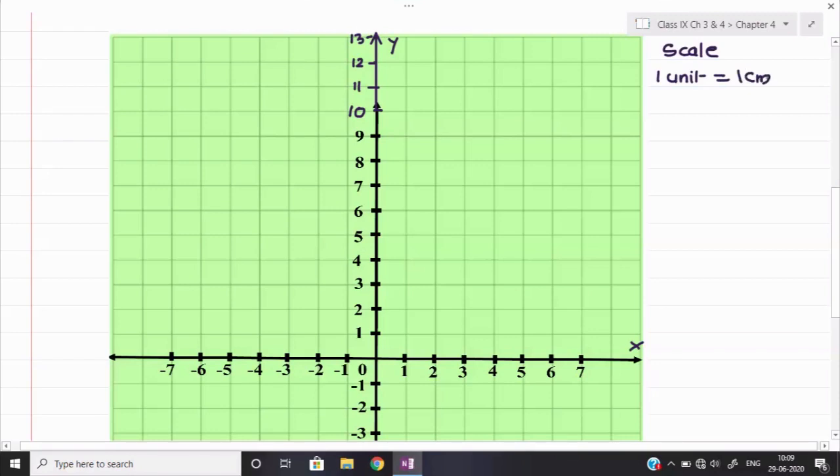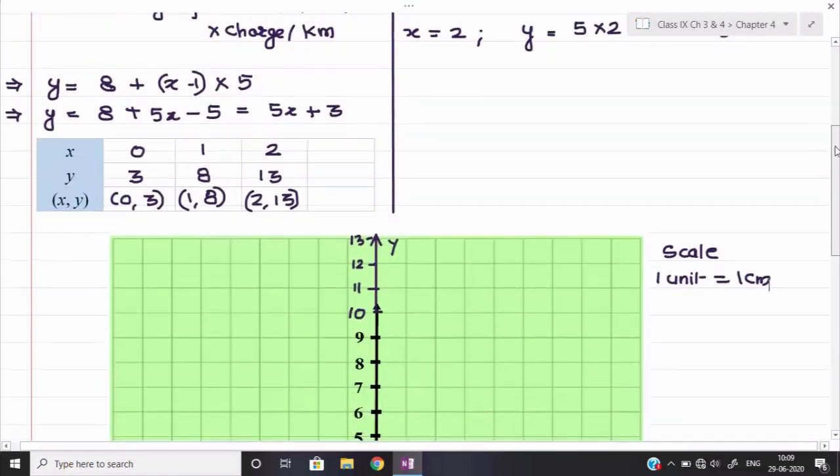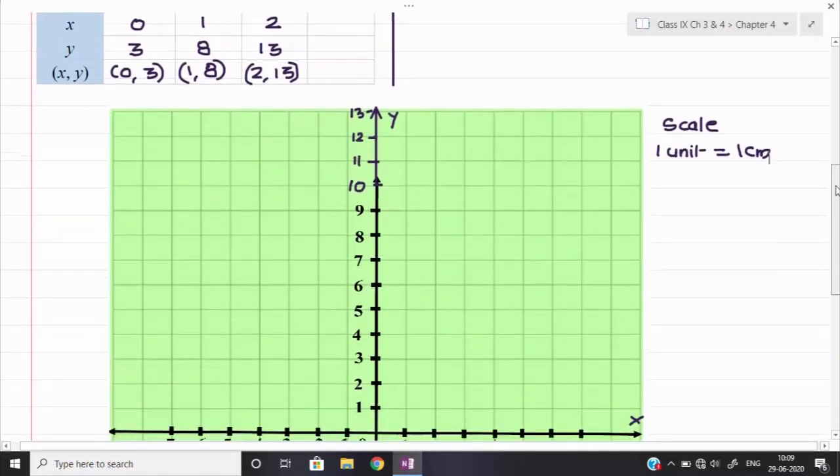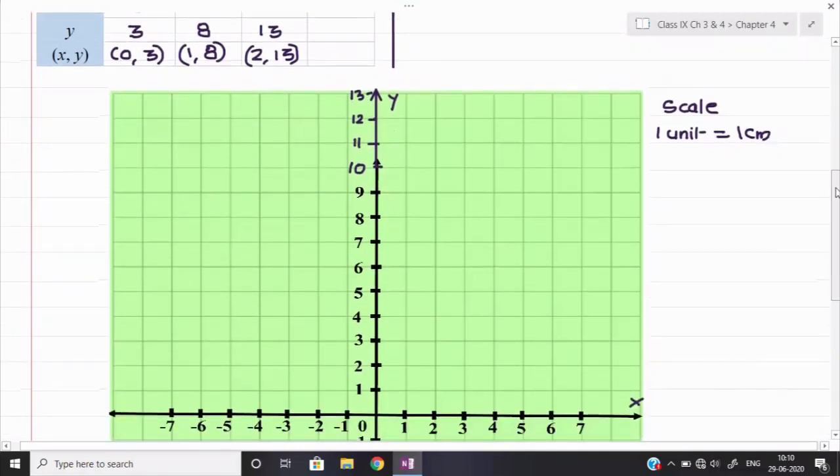Okay, now let us see the first point. What is the first point given to us? The first point is, see, I have taken the value of x equal to 0, then the value of y will be equal to 3. So x equal to 0 means I will be putting the finger on the origin, and from 0 I will go to plus 3 on the y-axis. So this is my first point that I need to plot. This point is marked as point A, (0, 3).